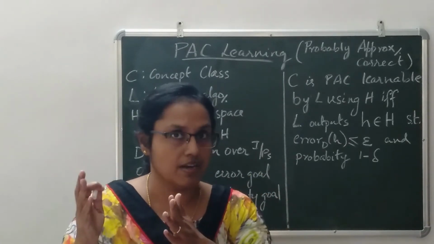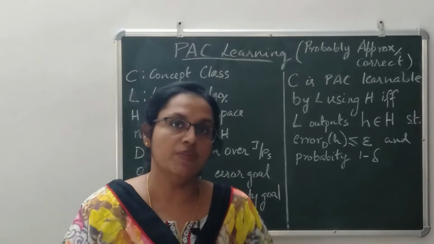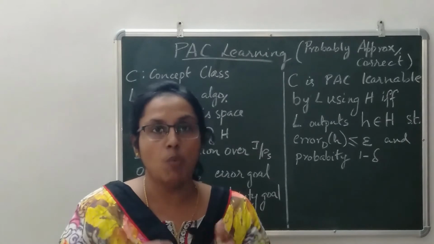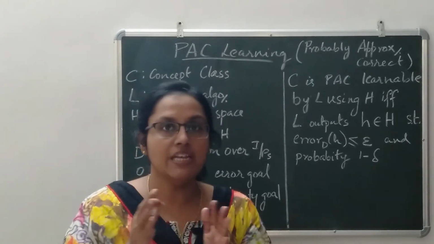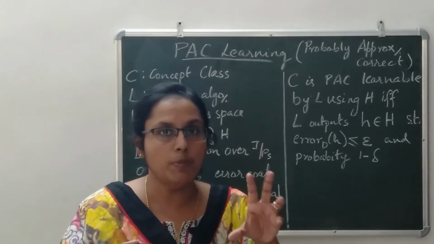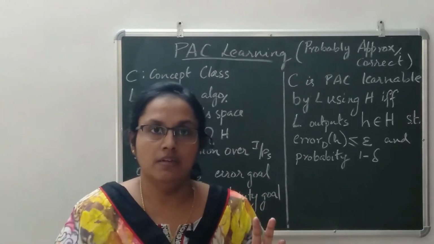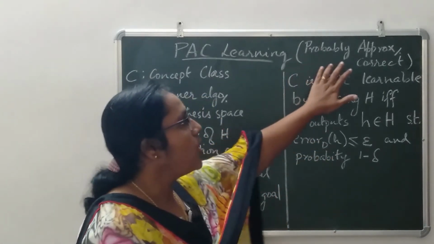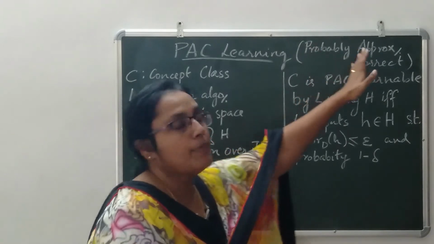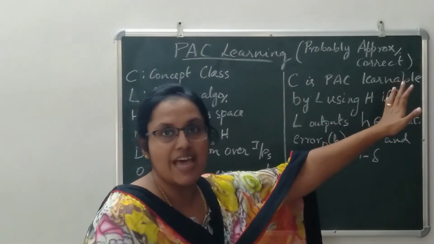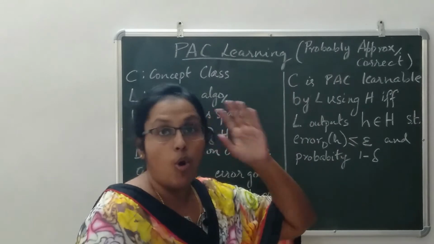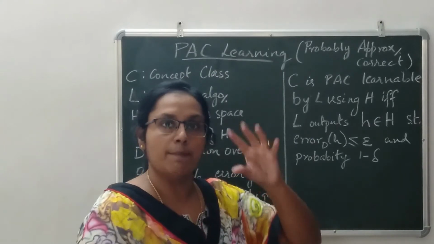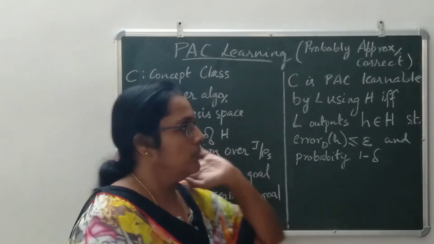It may not be exactly correct, because only if I know all the problems in the universe will I be able to learn exactly correct. Since I'm learning from a sample, it's more likely that I will be approximately correct, based on the probability that I have learned all the representative examples of that universe. So this is what the name means, probably approximately correct. We are not looking for exact correctness simply because we are not learning all the possible samples in a universe. We are taking a few examples which are representative of the problems in that universe.